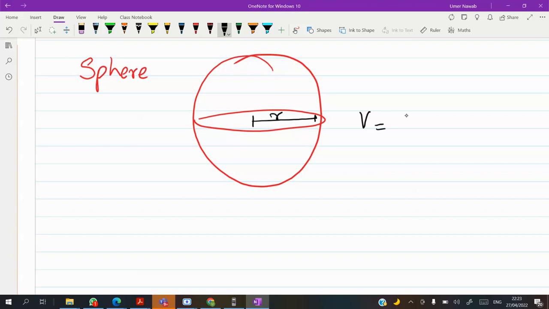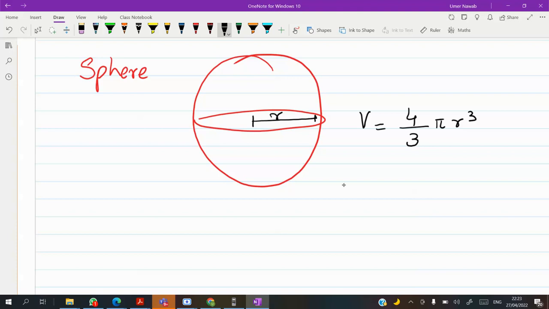Now, the formula for the volume of the sphere will be provided to you in the final exam. So, 4 over 3 pi r cubed. This is the volume of a sphere. It will be provided to you.